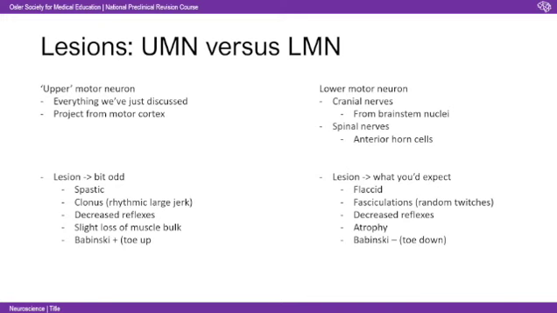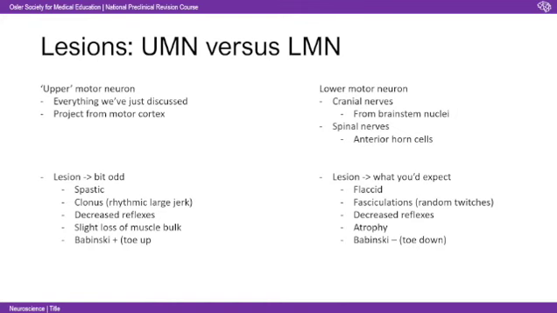Your examples of lower motor neurons would be your cranial nerves, which are projecting from brainstem nuclei, but also your spinal nerves, which are from anterior horn cells. So we'll start on the right. Lower motor neuron lesion. That's really the obvious stuff, exactly what you'd expect if you had a problem with the nerves communicating with muscles. So the muscles are going to be flaccid. They're going to have these random twitches that we call fasciculations.